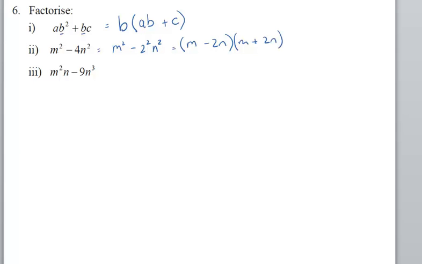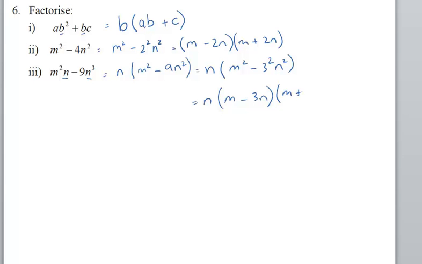Similarly, for the next question, we look at this and see we've got an n in each term. First, we're just going to take n out the front. Now we've got m squared minus 9n squared there. So we had 3, taken 1 out, we have 2 left. And 9 is 3 squared, so we have m squared minus 3 squared n squared. Again, we have this difference of squares. So we're going to have n times m minus 3n times m plus 3n.